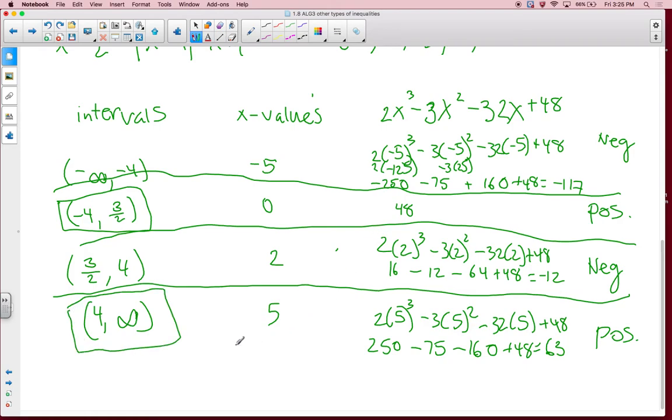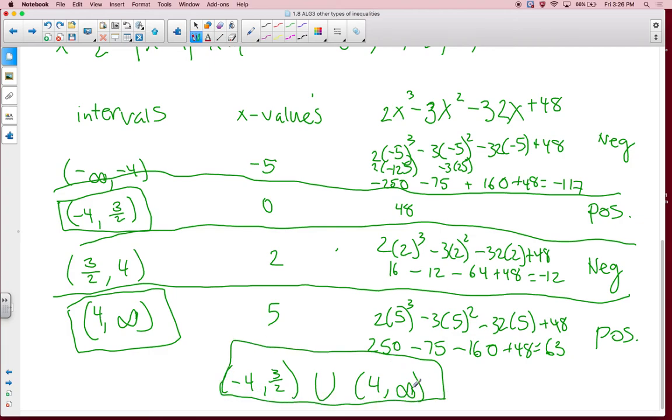There we go. So that means our interval will include both of these here. And therefore, when we write our answer, we can write the union of it. This is not including either of our critical values. So therefore, I'm just going to write it as parentheses negative 4 to 3 over 2, parentheses, union, parentheses 4 to infinity. And that is my solution. Okay, moving on.